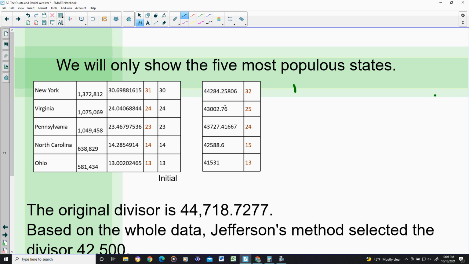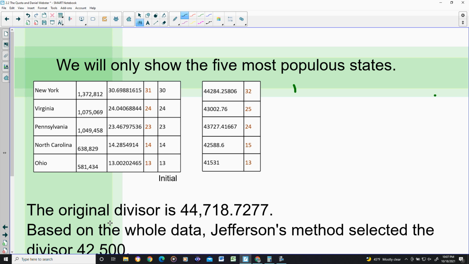Again, the magic number was 213. The initial quotas come from the divisor of 44,718.72. That was the original. So here's the initial allocation. These numbers, I'm not quite sure, I think those are just how they round. If you look, these are just rounded to the nearest whole number. Initial values here are for Jefferson's method, where remember everything rounds down.